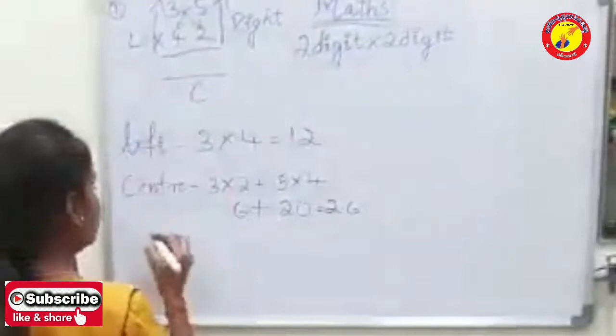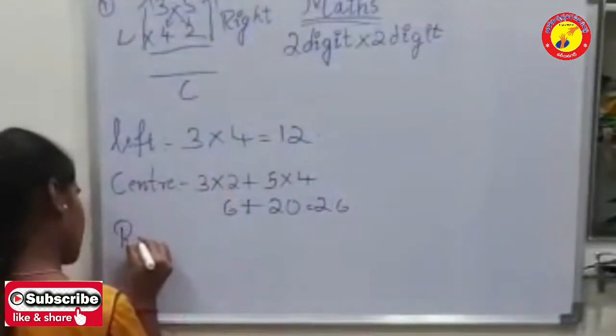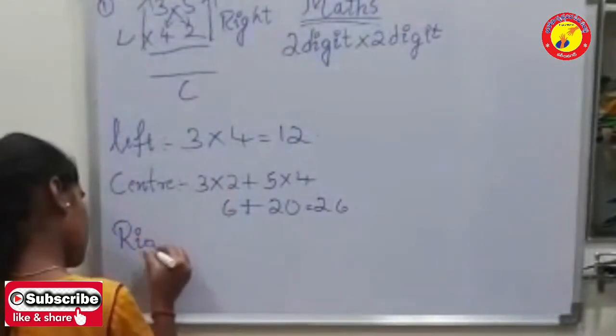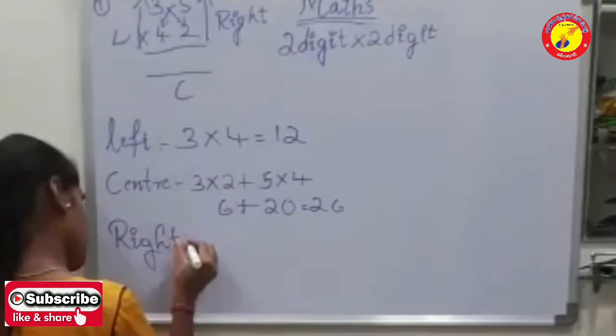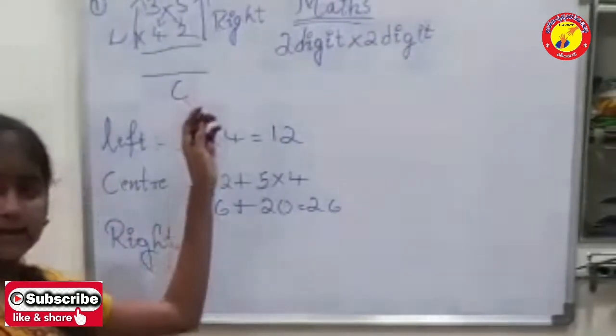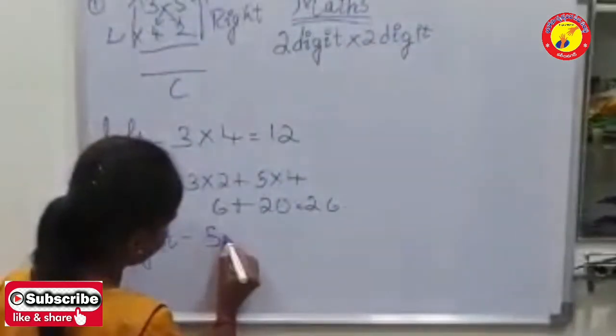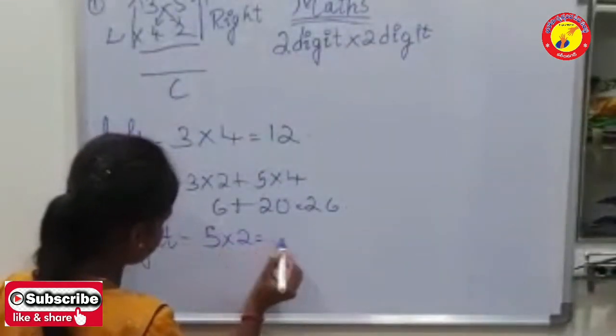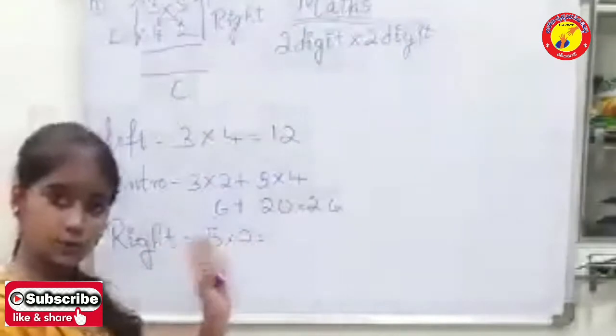Right part. Right part is 5 into 2. 5 into 2 is 10.